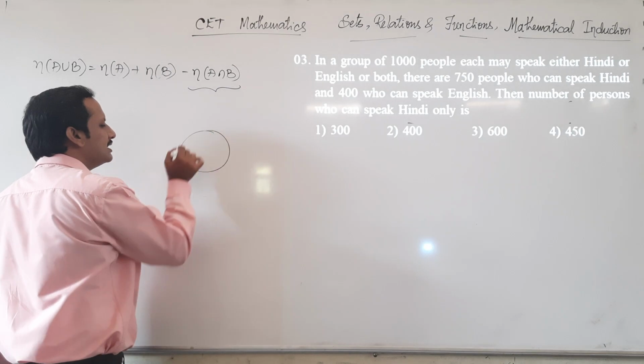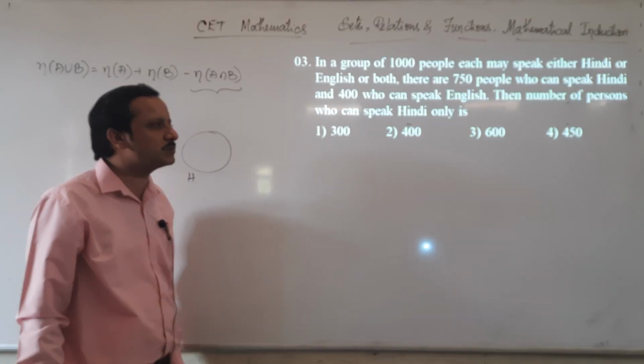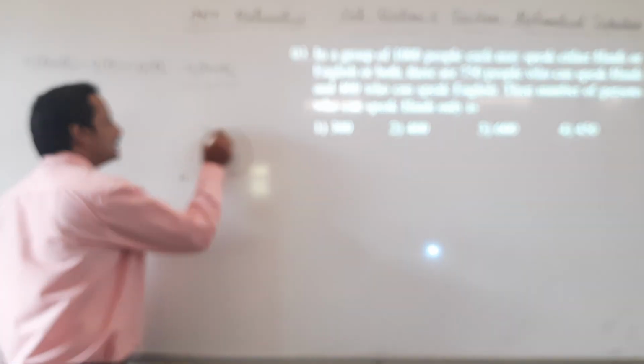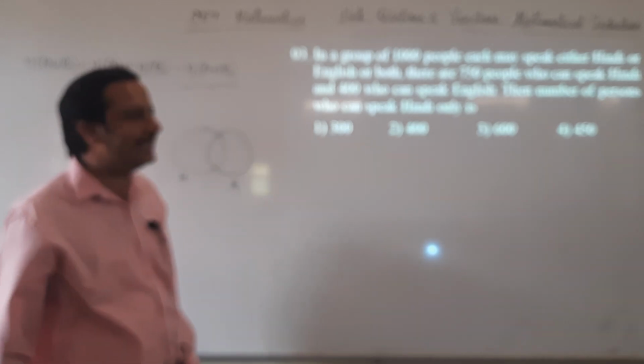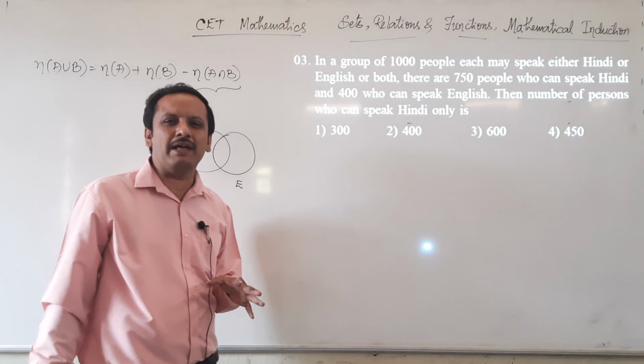So, let us say this is H. The H indicates the number of people who speak Hindi. And let us say this is E. E is the number of people who speak English. Okay. See, altogether 1000 people are there.